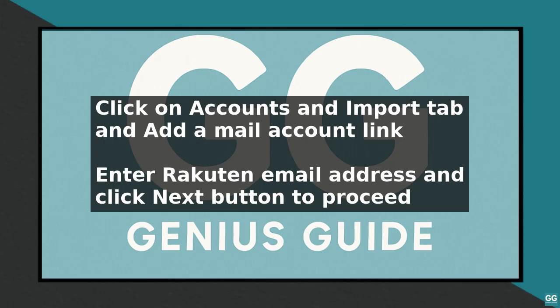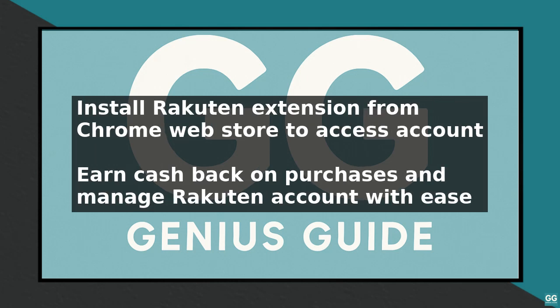To install the Rakuten extension for Gmail, go to the Chrome Web Store and search for Rakuten. Click on the Rakuten extension and then click on the Add to Chrome button. This will install the Rakuten extension on your Chrome browser, and you will be able to access your Rakuten account and earn cash back on your purchases directly from your Gmail inbox.